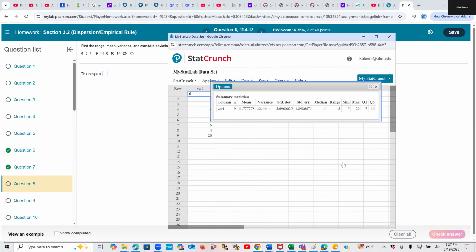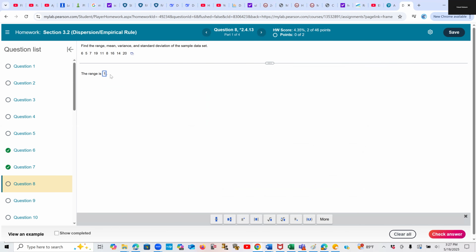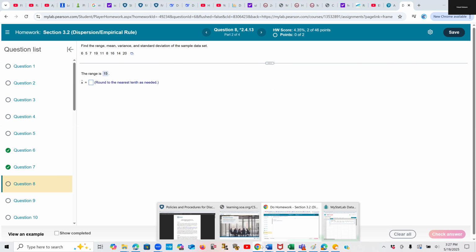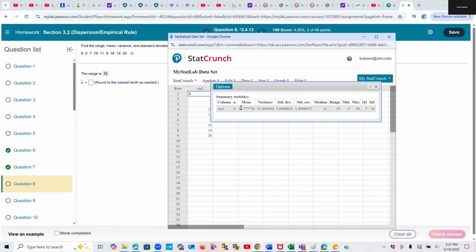And we can see here the range is 15. And X bar is for sample mean, but whether it's the sample mean or population mean, Statcrunch just calls it mean. So to the nearest 10th, meaning 1 decimal place, it is 11.8.